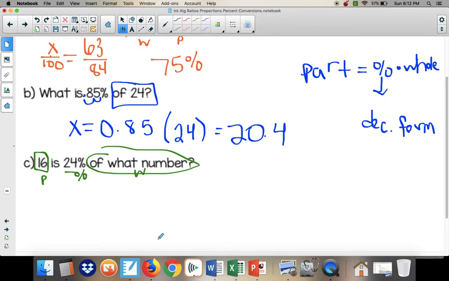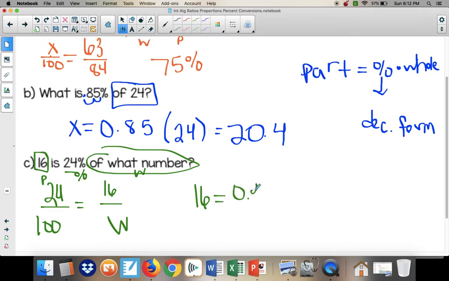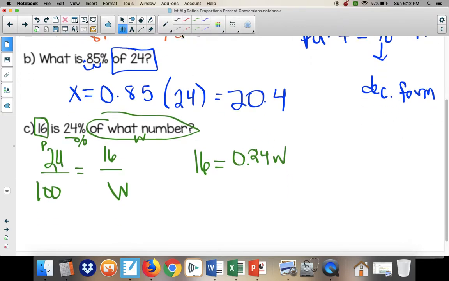Right? Okay. So if I set it up as a proportion, I would say 24 out of 100. You do not convert the decimal when you're working with a proportion equation. Is 16 over, we'll say whole. I then could also say 16 is 0.24, because I converted into a decimal, times your whole.